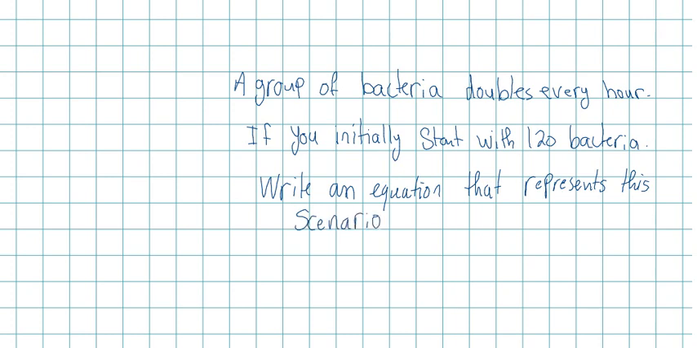We have a group of bacteria that doubles every hour. If you initially start with 120 bacteria, I'm going to write an equation that represents this scenario. What would your equation be? Y equals 120 brackets 2 to the power of x. That's right. 120 is your initial, so that's your A value. It doubles, so that means your B is 2, because doubles means 2, right? And then to the power of x. Good.